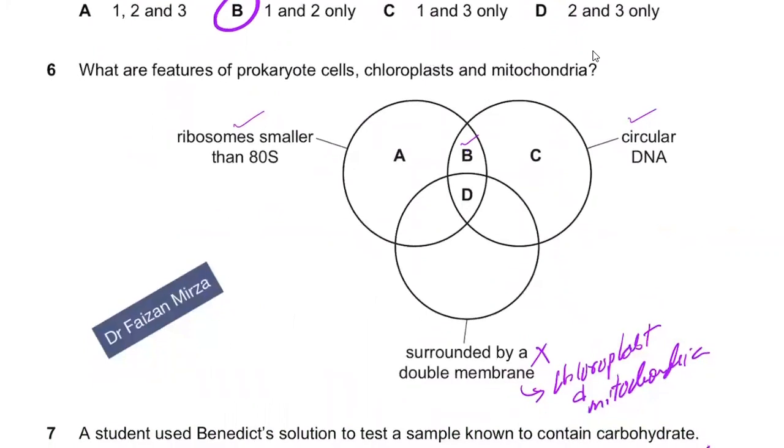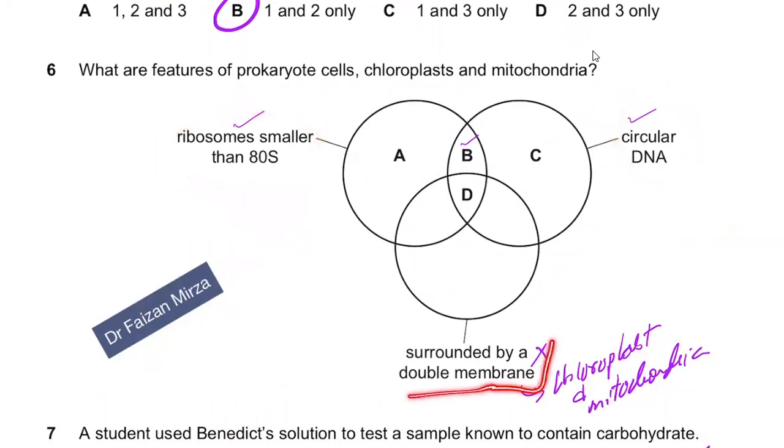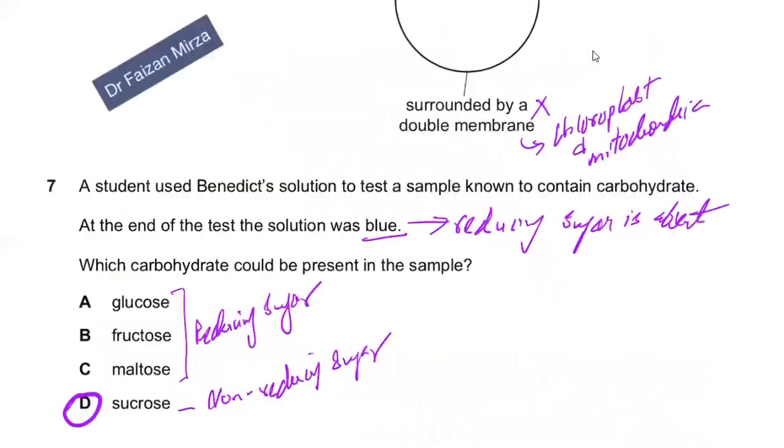Question 6. What are the features of a prokaryotic cell, chloroplast, and mitochondria? You have to select the common feature in them. We know circular DNA is present there. Ribosomes are smaller than 80S; these are 70S ribosomes. Chloroplast and mitochondria are surrounded by a double membrane, but a prokaryotic cell is not surrounded by a double membrane. So D cannot be the answer. Our answer will be B.